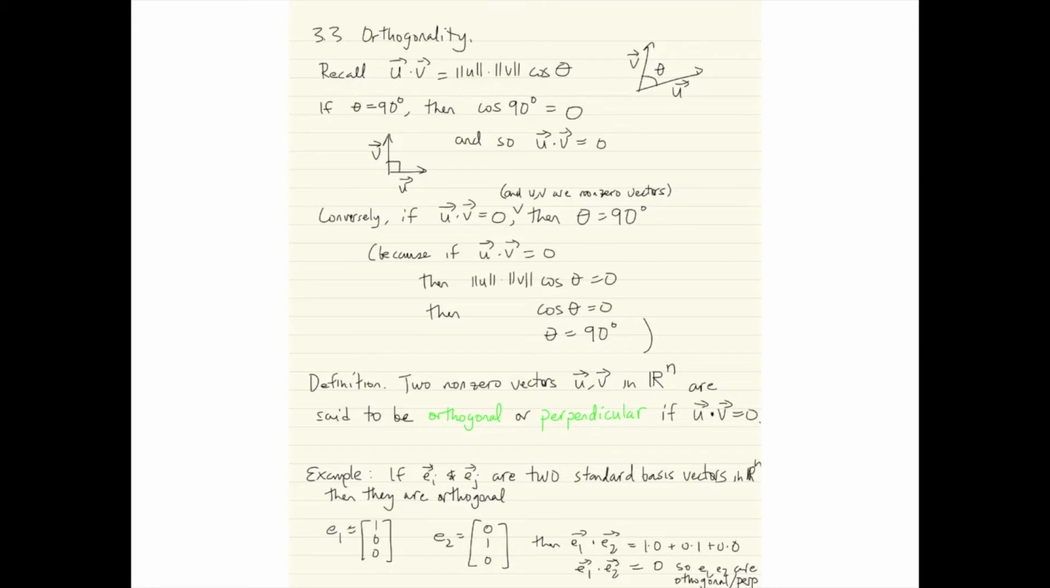A simple example is that the standard basis vectors in any Rn are orthogonal, and that's simply because we take their dot product and it's equal to 0. Here are some specific examples, e1 and e2. The dot product is, well, 1 times 0 is 0, 0 times 1 is also 0, and all the other terms are 0. And so when you add it all up, you get 0, and so these vectors are orthogonal.